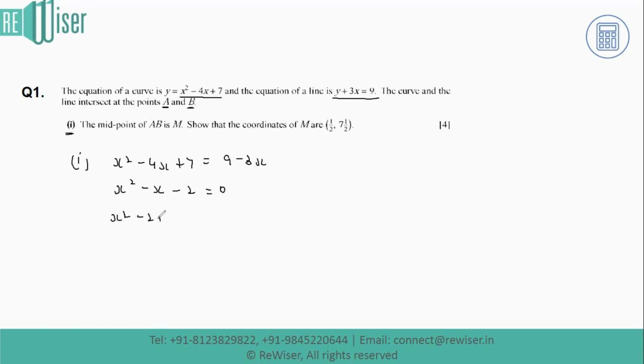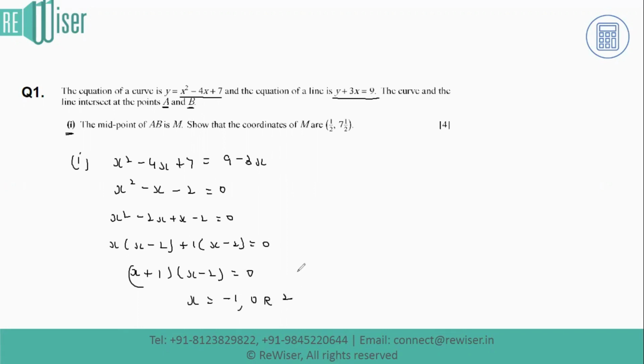So x squared minus 2x plus x minus 2 equals 0. So we can take x common. So that's x minus 2 plus 1 common. So that's x minus 2 equals 0. So we got (x plus 1) times (x minus 2) equals 0. So that means the x coordinates of the points are minus 1 or 2. So if I'm naming point A and point B, I got their x coordinates. One is minus 1 and the other one is 2.